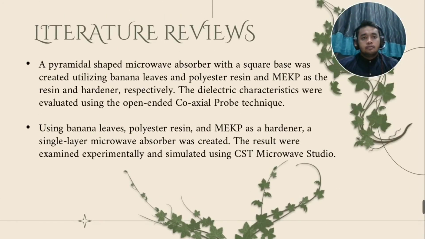And for literature review number two, they are using banana leaf. At this time, they mix the banana leaf with polyester resin and MEKP, and also the hardener. They mix all together and use it as an absorber. After that, they measure the result by simulating using CST Microwave Studio.